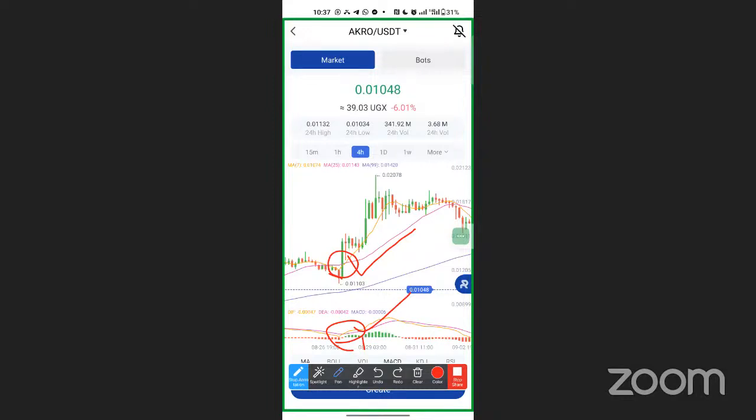Can you all see these 2 qualifications? 1, the crossover is in the green upper side. 2, there is a crossover here and the candles are forming above. So this is qualification 1 and this is qualification 2. When you see the signal line crossing over like this, it is a strong buy.